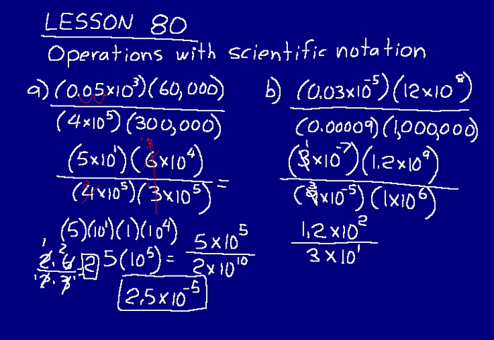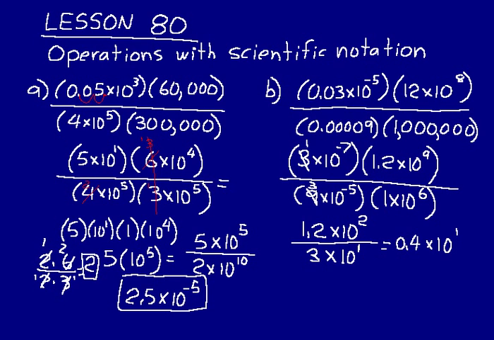Now let's go ahead and divide here. We have 1.2 divided by 3. And so that would be equal to 0.4. And then 10 to the 2 over 10 to the 1 is just going to be 10 to the 1.